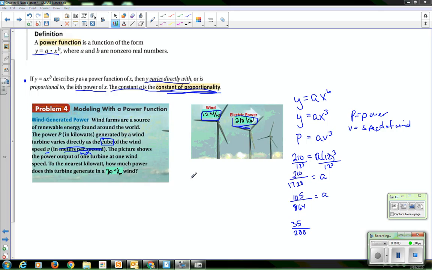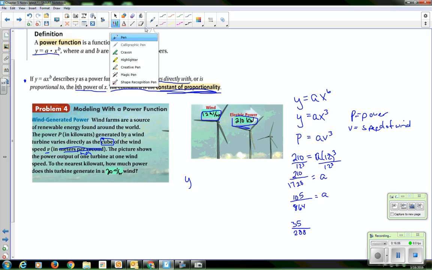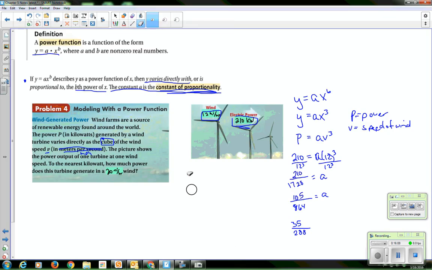So my equation, let's do it in terms of power. So power equals 35 over 288 times V cubed. And it's asking us what's the power output when our wind is kicking up at 20 miles per hour.